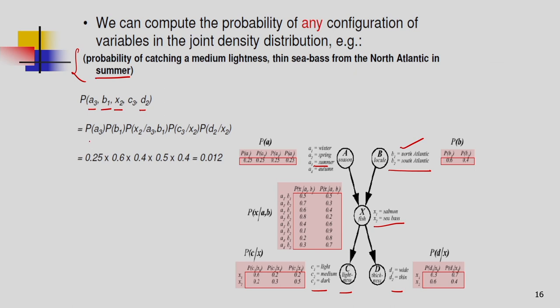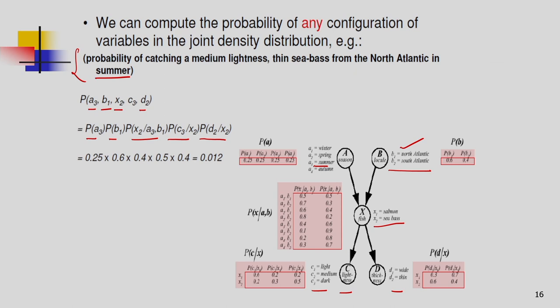You can see this probability of A3 is independent. Probability of B1 is also independent. And X2 depends on A3 and B1, so we consider the probability of X2 given A3 and B1, that is the conditional probability. And probability of C3 given X2, because C3 depends on X2. And probability of D2 given X2, so D depends on X2, that is the direct dependence. So all these probabilities I am defining.